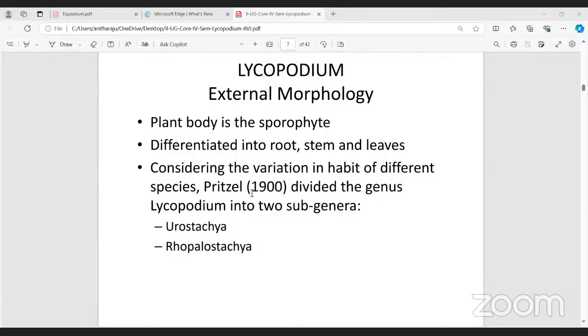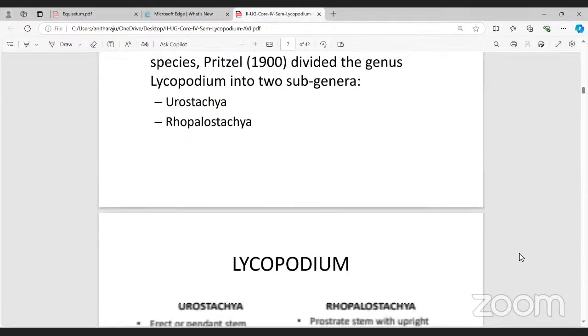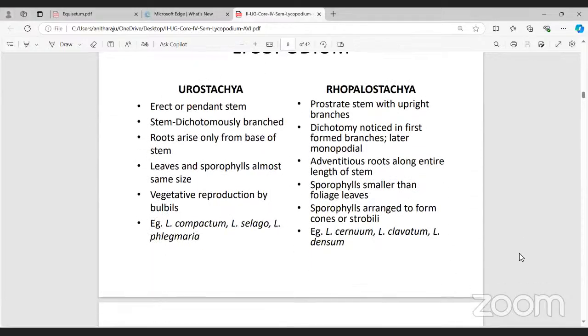And these leaves, actually considering the variation of habit of different species, are divided into two subgenera. The two subgenera of Lycopodium are Urostachya and Rhopalostachya. Let's see one by one. So based on the habit or structure, these are two types, Urostachya and Rhopalostachya.